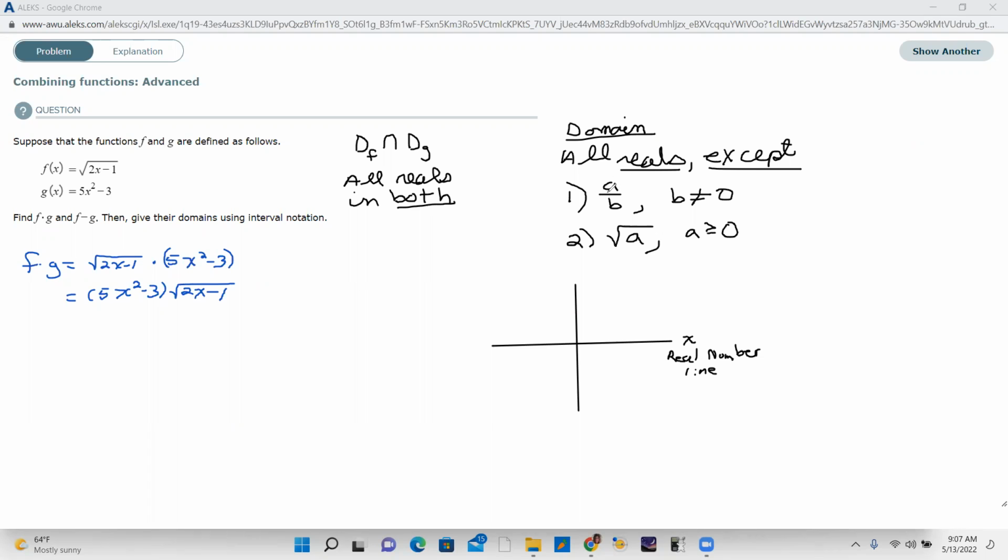For the domain of G, we don't have any of these restrictions. There's no fraction. We don't have to worry about a bottom. There's no square root. We don't have to worry about the radicand being non-negative. So here, that's all real numbers. I'll write a big capital R for all the reals. For F though, we have to make sure that what's inside is not negative. So this stuff inside has to be greater than or equal to zero. And you can further solve, add one to both sides, and divide both sides by two. Okay, so the domain of F is all the real numbers that are greater than or equal to a half.